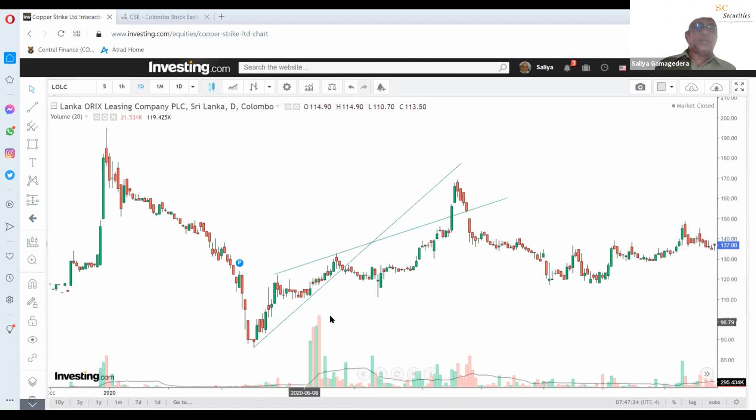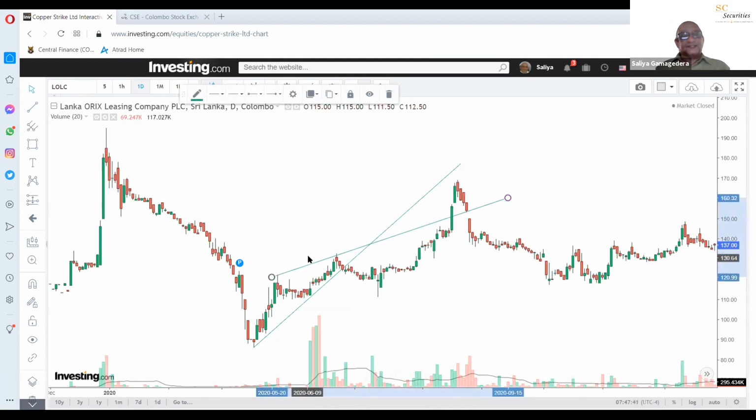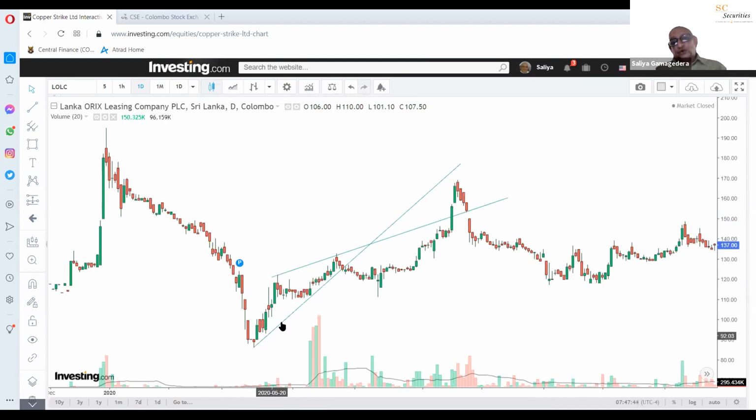So here you can see now the prices. When you monitor these two lines, the prices broke below the lower line. So what we normally say is that the prices broke below the support trend line, and as a result of that, you can see that the trend has reversed. This is the reversal of a trend.